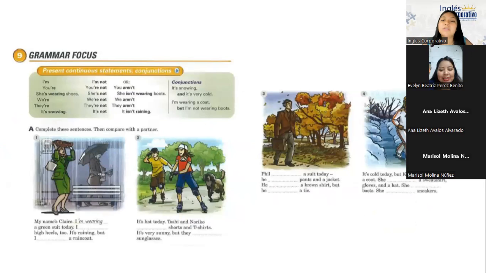20 seconds. Yes, Marisol. Memoria, cámara fotográfica. Can you repeat? Okay, look at the images and please look at what they are wearing, okay? Fíjese lo que lleva puesto cada uno y le voy a hacer preguntas, ¿sí? Okay.